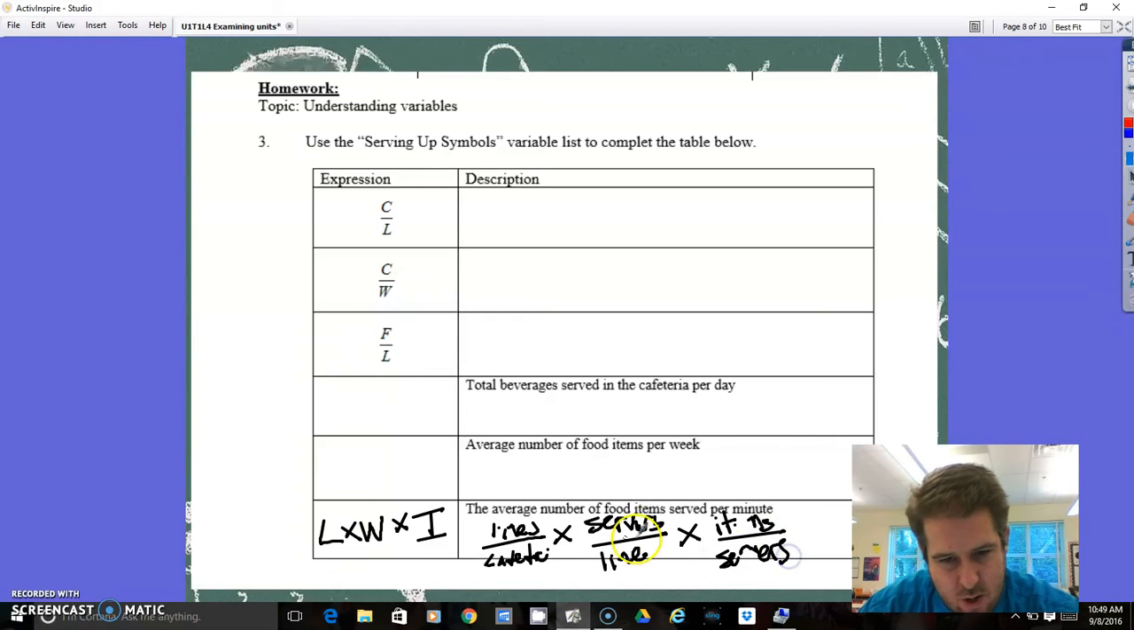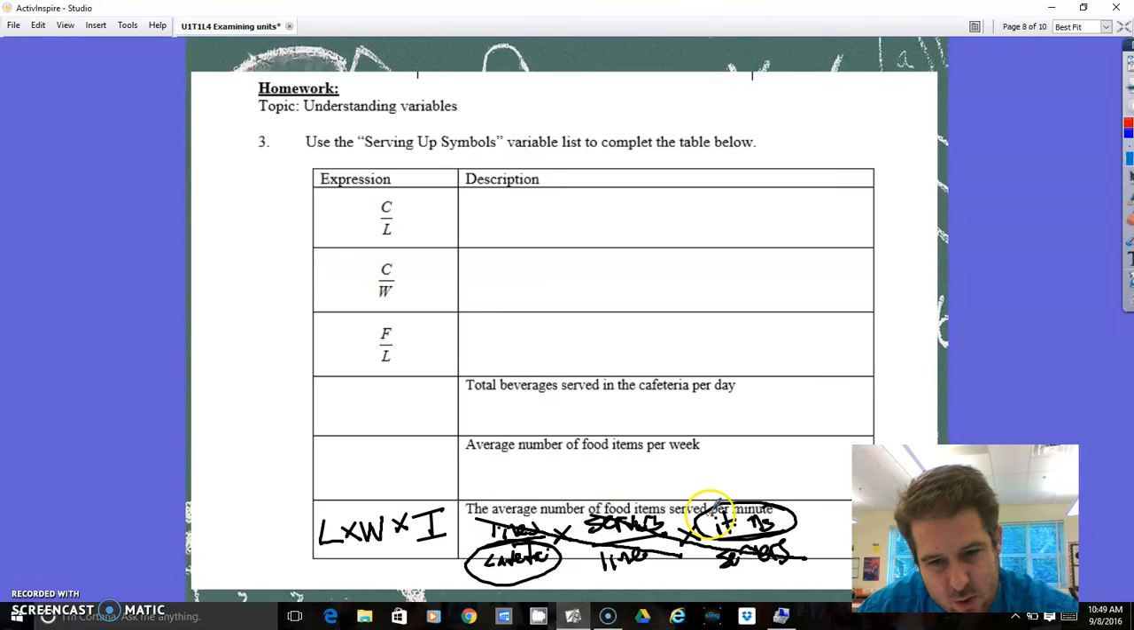All right, now what you're noticing is we've got lines and lines, cancel. Servers and servers, cancel. What are you left with on top? Items. What are you left with on bottom? Cafeteria. So if you did all this and you did L times W times I, you're left with items per cafeteria, which I believe is what they asked you: the average number of food items served per minute in the cafeteria.